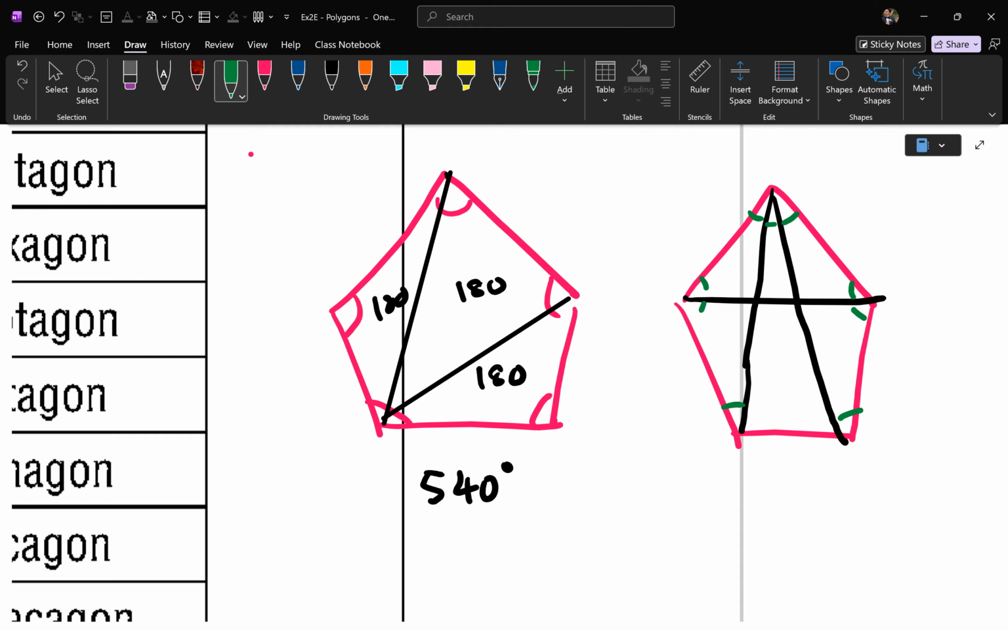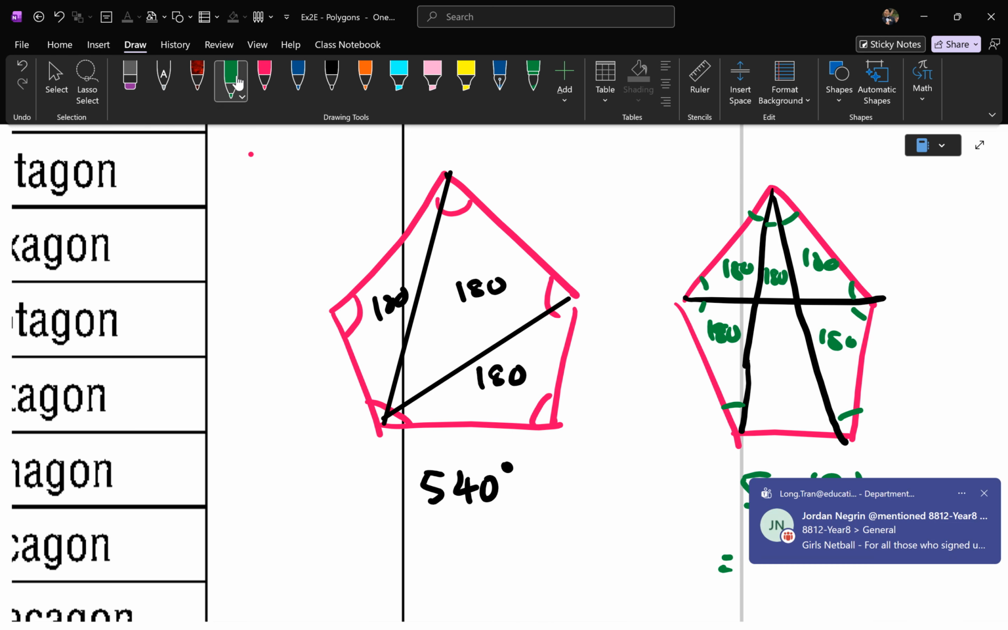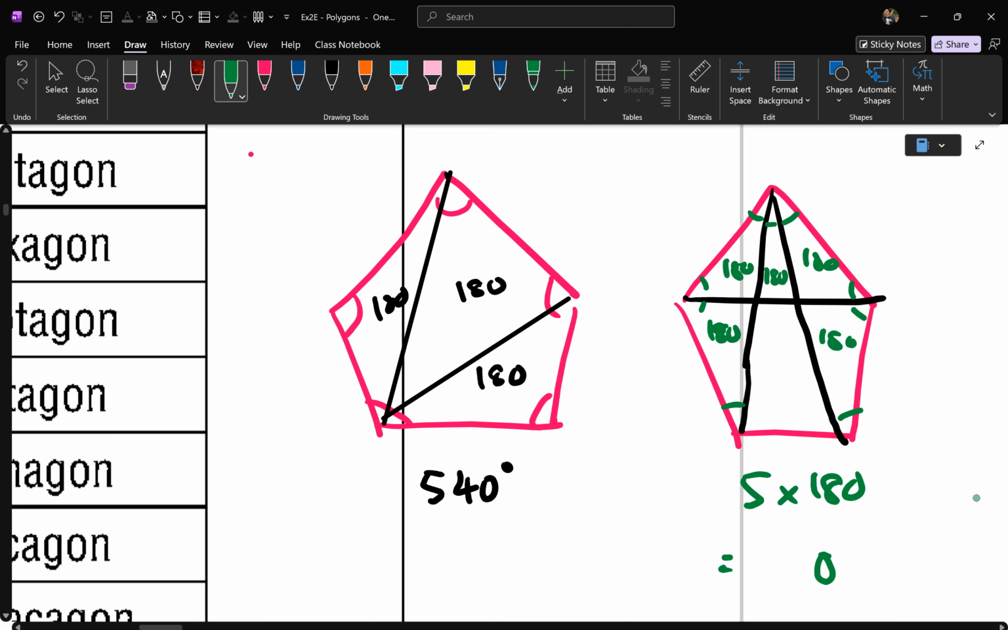Can I say now 5 triangles times 180, because each one's 180 degrees. 180, 180, 180, 180, and then 180 again here. Can I say 5 times 180, which is, what is that? 900 degrees. Which one's correct?